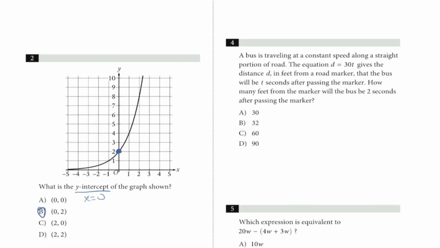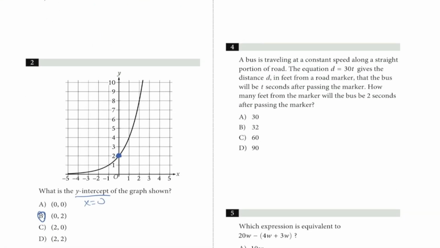All right, number 4. A bus is traveling at a constant speed along a straight portion of road. The equation d is equal to 30t gives the distance, d in feet from a road marker, that the bus will be t seconds after passing the marker. How many feet from the marker will the bus be 2 seconds after passing the marker?